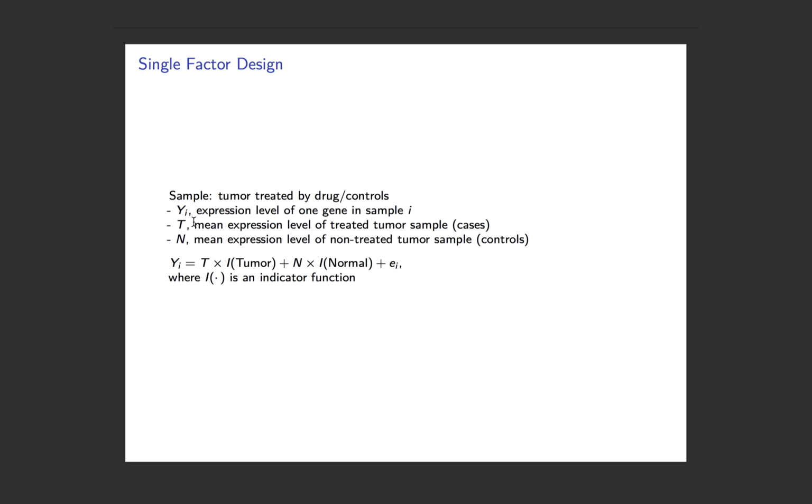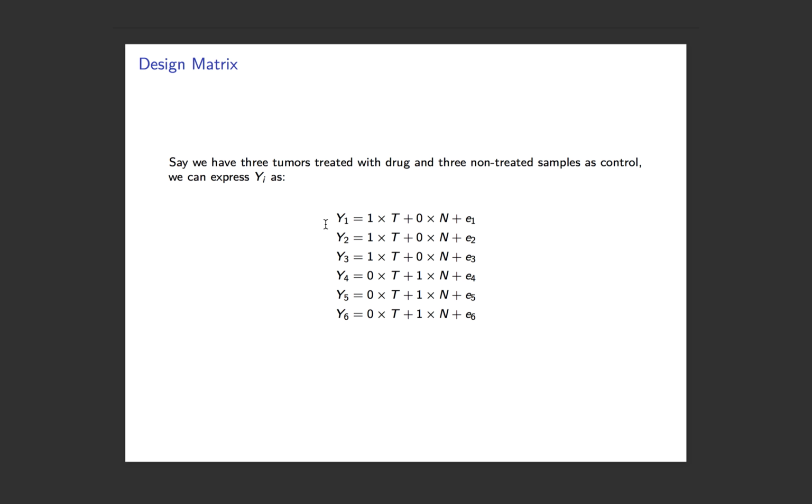And here we can define y_i as the expression level of one gene in sample i, μ_T as the mean expression level of treated tumor samples, which are cases, and μ_N as the mean expression level of non-treated tumor samples, which are controls. We can write y_i like this. And the big I is an indicator function. For example, if it's a tumor sample, then I_tumor will be 1 and I_normal will be 0. Thus, we can write y_i for the 6 samples like this.